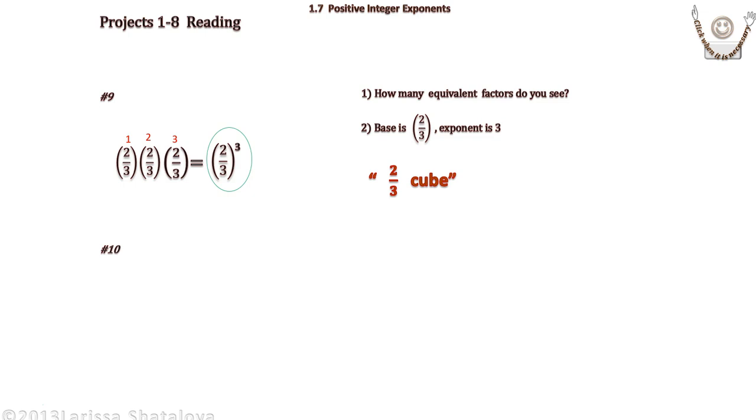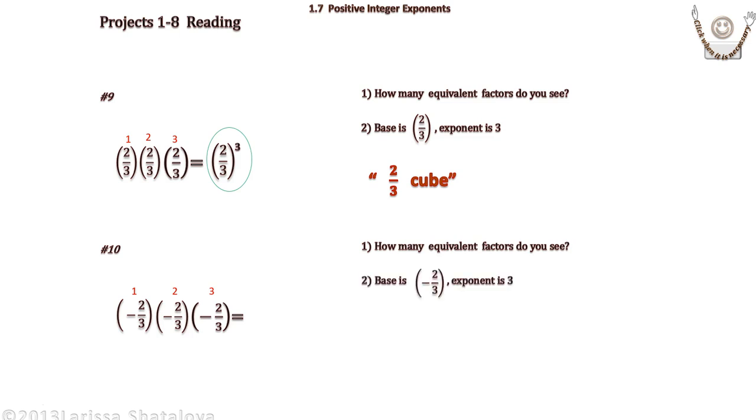Next one, what will we have? -2/3 times -2/3 times -2/3. How many equivalent factors do you see? Let's count. 1, 2, 3. Okay, so base is -2/3 and exponent is 3. And because base is negative, we must use parentheses. How to read this? -2/3 cube.